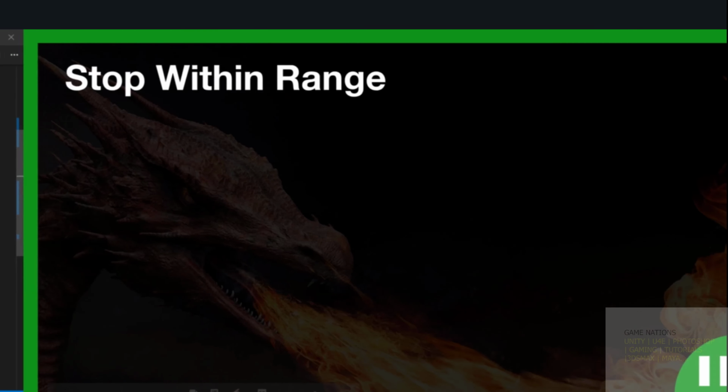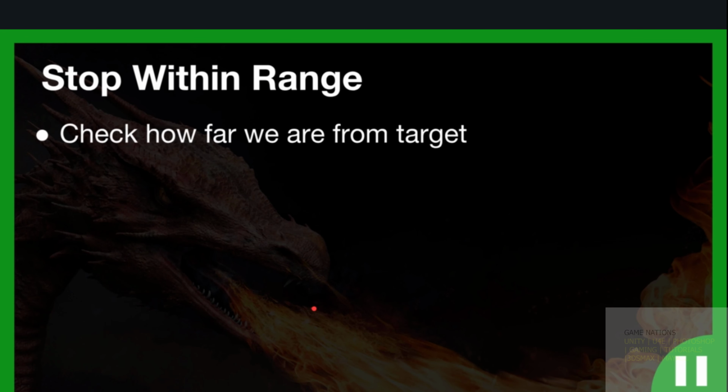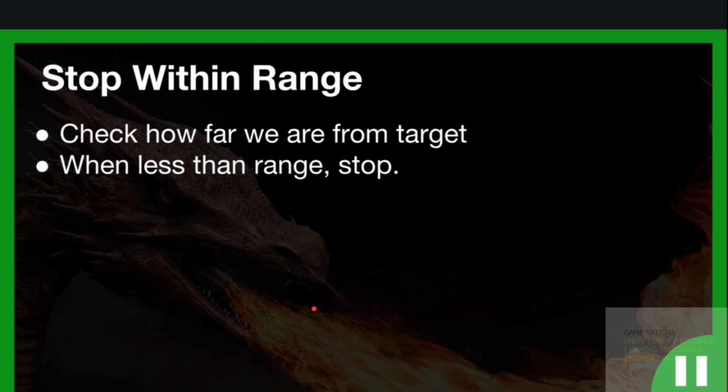So why don't we take it on as a challenge to stop within range, check how far we are from the target, and if that is less than the range, then stop. You might need to do a little bit of searching around for seeing how we can find the distance between two vectors. You might do a little Google search and you might find some useful snippets there and be able to understand them. So I do encourage you to do a little bit of your own looking up there. Pause the video and have a go.